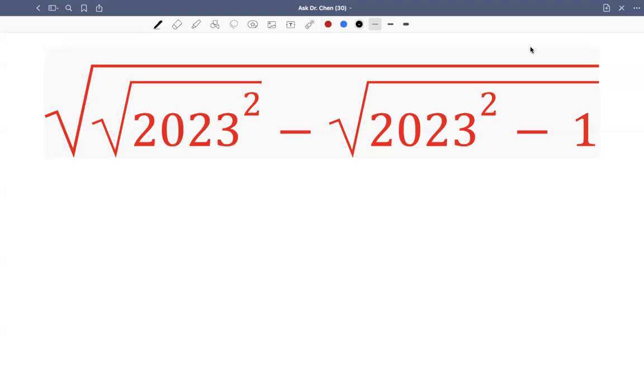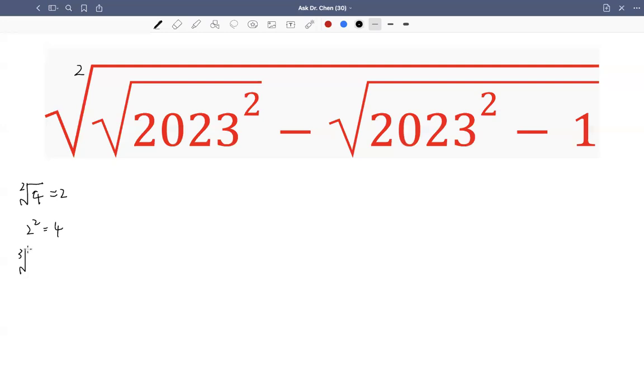Let's see this question about radicals. So this is a square root. By default, the index is 2. We remember the square root of 4 equals 2. Why? Because 2 squared equals 4. So we use this sign to represent the square root. So this is the square root of 4.